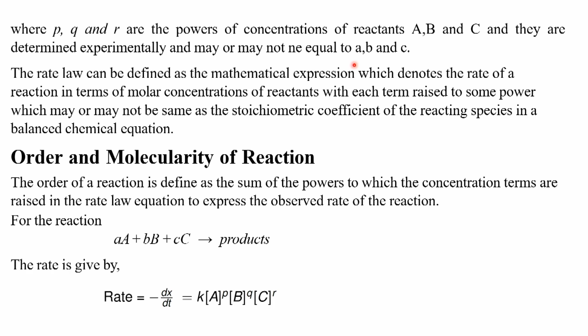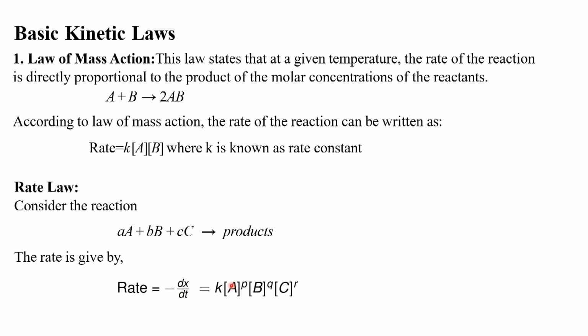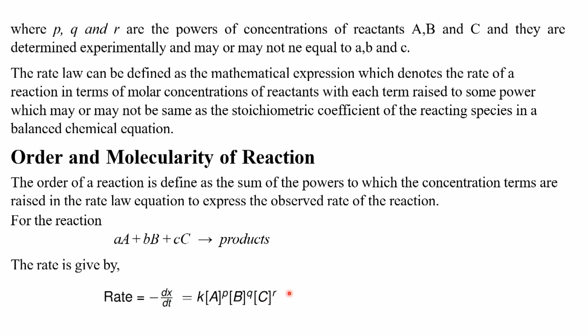The rate law can be defined as the mathematical expression which denotes the rate of a reaction in terms of molar concentrations of reactants with each term raised to some power, like before. So you see the molar concentration of A raised to the p, molar concentration of B raised to the q and molar concentration of C raised to the r gives the rate of the reaction, with each term raised to some power which may or may not be the same as the stoichiometric coefficient of the reacting species in a balanced chemical reaction.